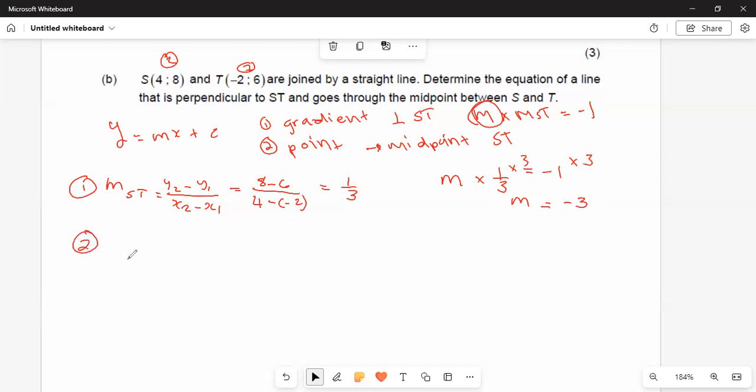Now going on to the second point, where we need to find a point on our line, we would use the midpoint of ST. So the midpoint is given by the formula (x1 + x2) over 2 and (y1 + y2) over 2. And that's going to be (4 - 2) over 2.